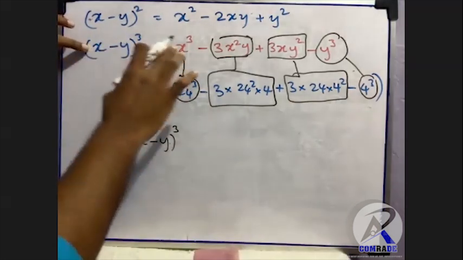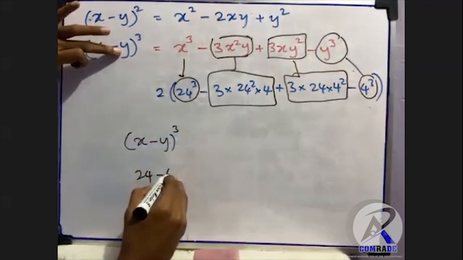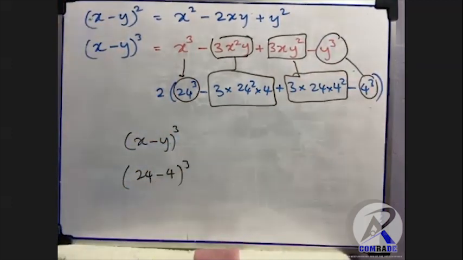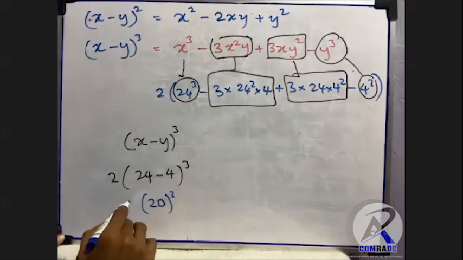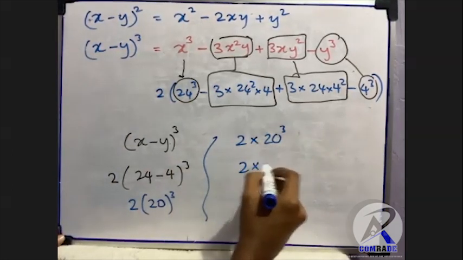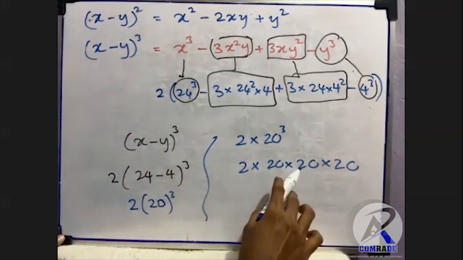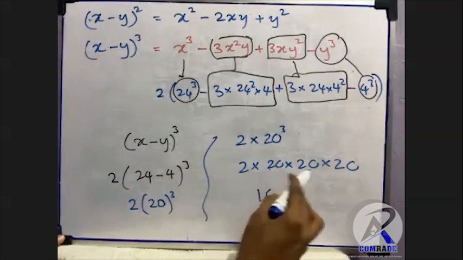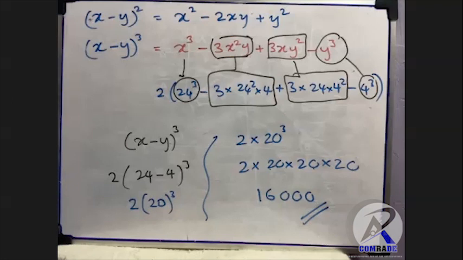So here x, I can take 24, and y is the last term, 4, so 24 minus 4, and the power 3 is there. Then I have to solve it. That's easy: 24 minus 4 is 20, and cubed. So 20 cubed is 20 into 20 into 20. 2 by 2 is 4, 4 by 2 is 8, 8 by 2 is 16, then the zeros: 1, 2, 3. This is the final answer for the calculation: 8000.